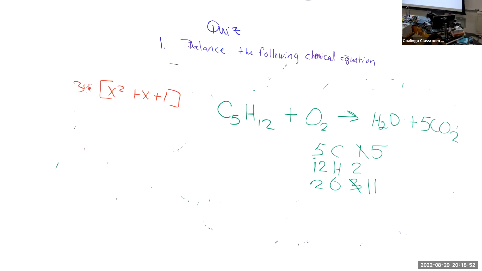Okay, is that balanced? Okay, so I'm going to add 6 here. So that would be 12 hydrogens. So 16 oxygens. 8 here. So that gives you 16, 16, 16, 12, 12, 5, 5.